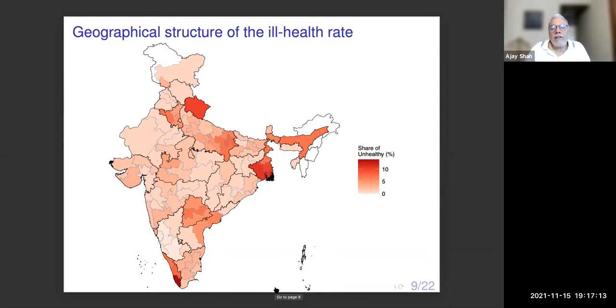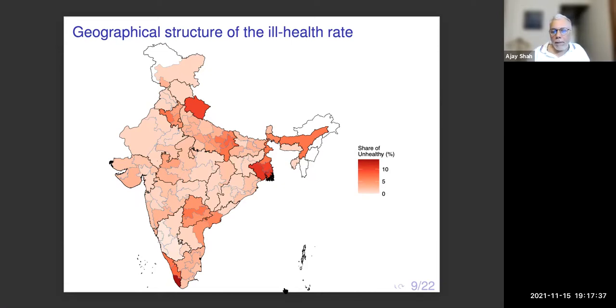So these are interesting new findings. We are getting a geographic structure of the ill health rate, and it's a lovely map. We should all have this map on our walls because it shows us where unwell people are. I don't care about the reasons. Where is the fraction of the population that is unwell relatively high? And this map is showing us where these unwell people are.